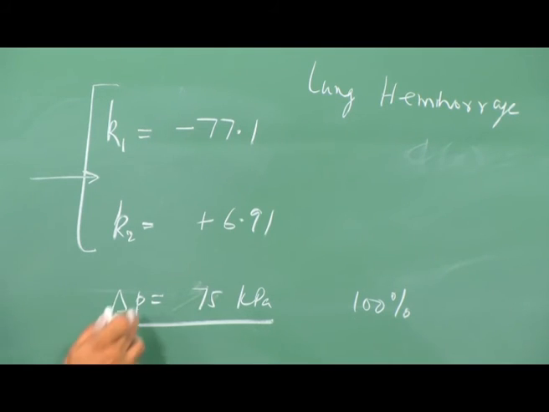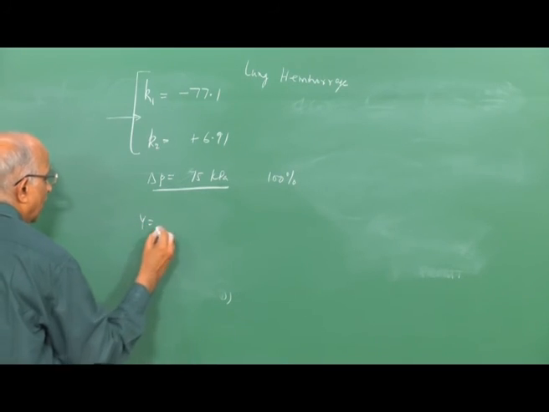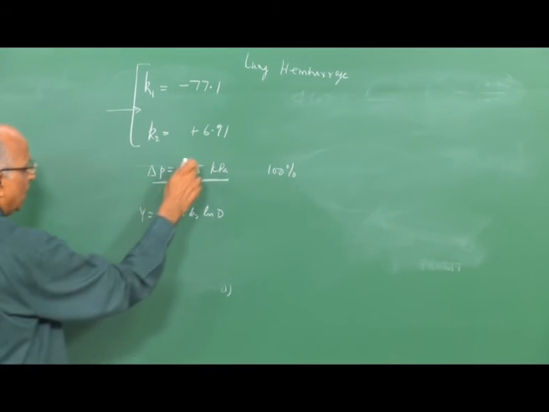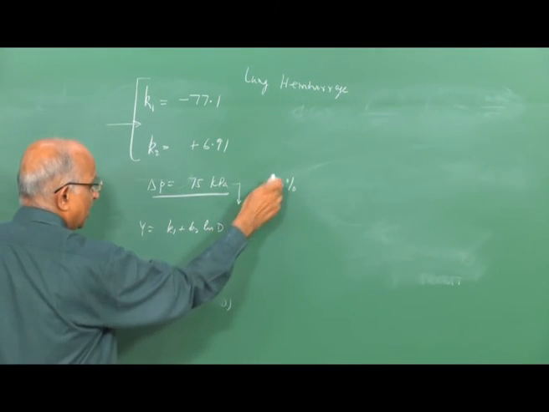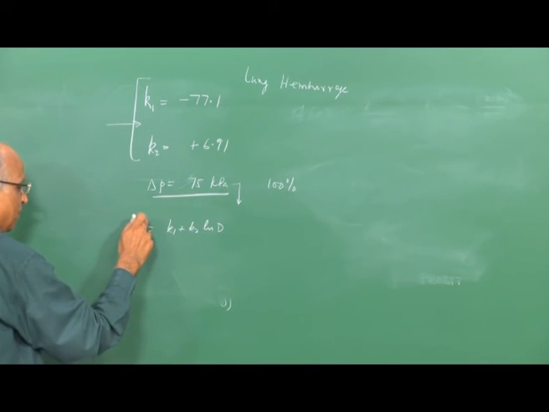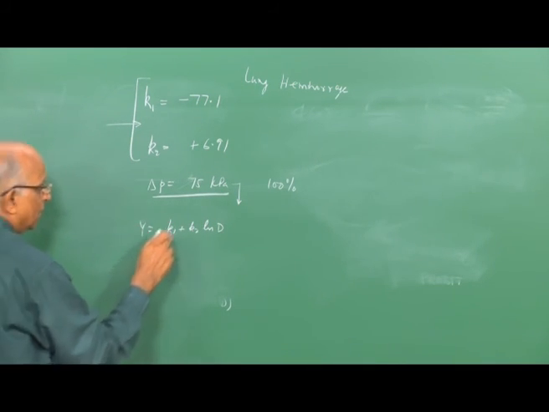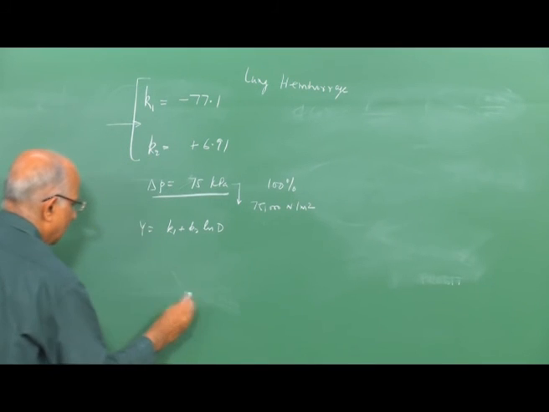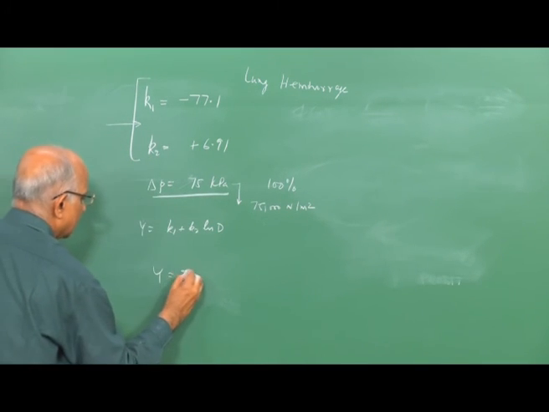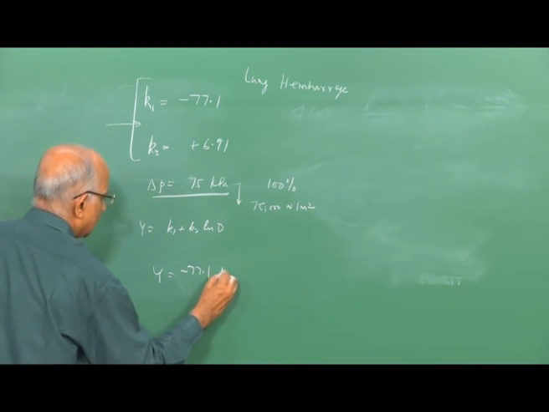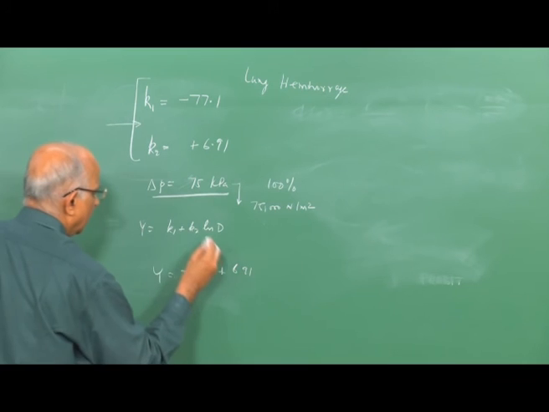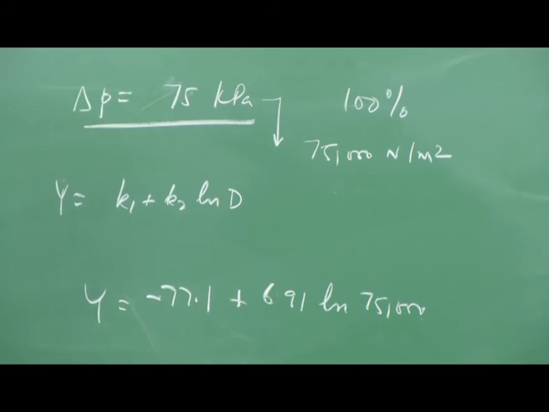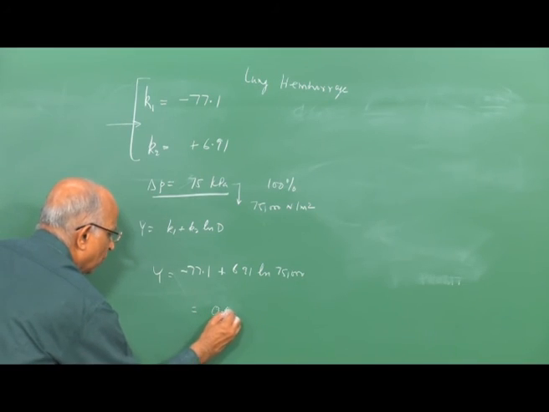destruction to the lung. Then in this case the probit Y is equal to K1 plus K2 ln D, and in this case I talk of delta P equal to 75 kPa, in which case maybe all the glass breaks, but I want to find out the percentage of people whose lungs get affected. Therefore, 75 kPa is 75,000 Newton per meter square, and therefore my value of Y is equal to minus 77.1 plus 6.91 into ln of 75,000, which gives me a value of probit as equal to 0.47.